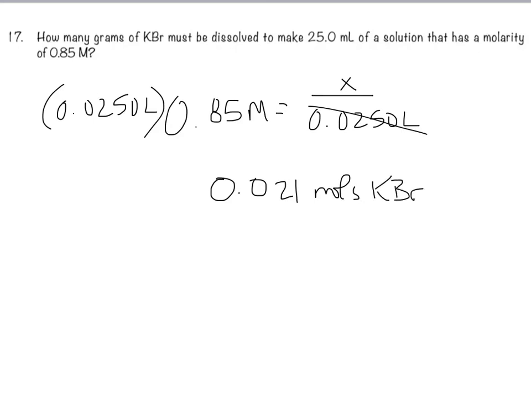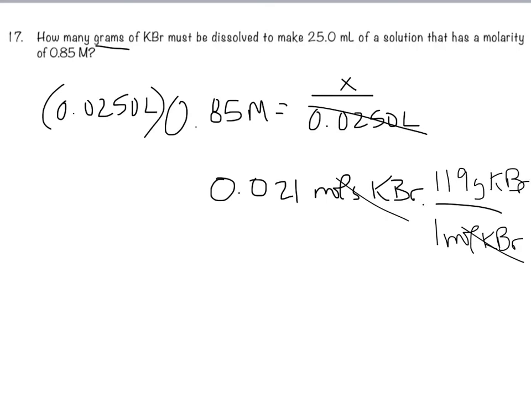But notice it did not ask for moles, it's asking for grams. So how do you find grams? Well, I know that 1 mole of potassium bromide, you want moles on the bottom so they cancel, has a mass of, if you add them up, 119 grams of potassium bromide. So 0.021 times 119, the answer, 2.5 grams potassium bromide.